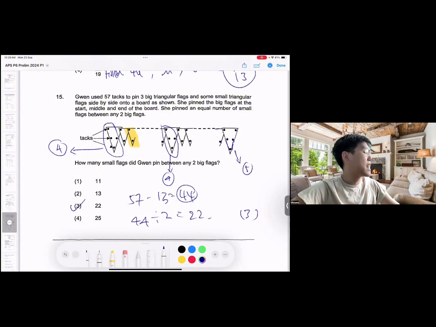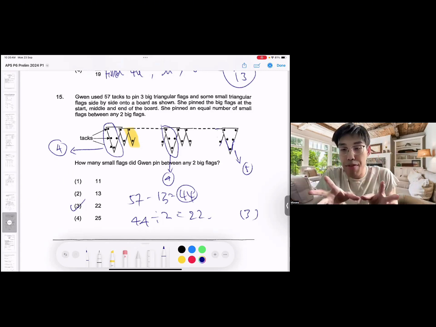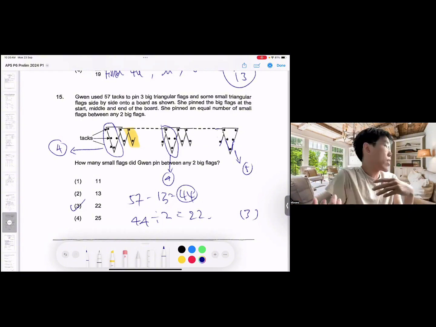Okay, that is the way to solve the problem. When you see number patterns like this, the most straightforward idea is to make sure you remove all the extra stuff. So whatever that's left is being split evenly. So it's easier for you to digest the problem.